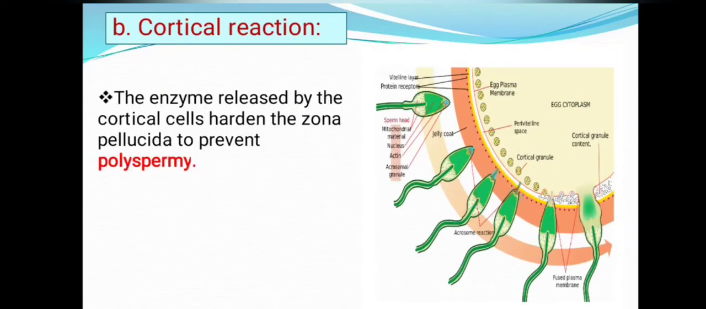The enzymes which are released by the cortical granules into the perivitelline space act on the zona pellucida, which lies next to the perivitelline space. Because of this enzymatic reaction, the zona pellucida gets hard. So the enzymes released by the cortical granules harden the zona pellucida to prevent polyspermy. Once the zona pellucida becomes hard, the next sperm cannot enter or pass through the zona pellucida. This is how polyspermy can be prevented. That is about the cortical reaction.